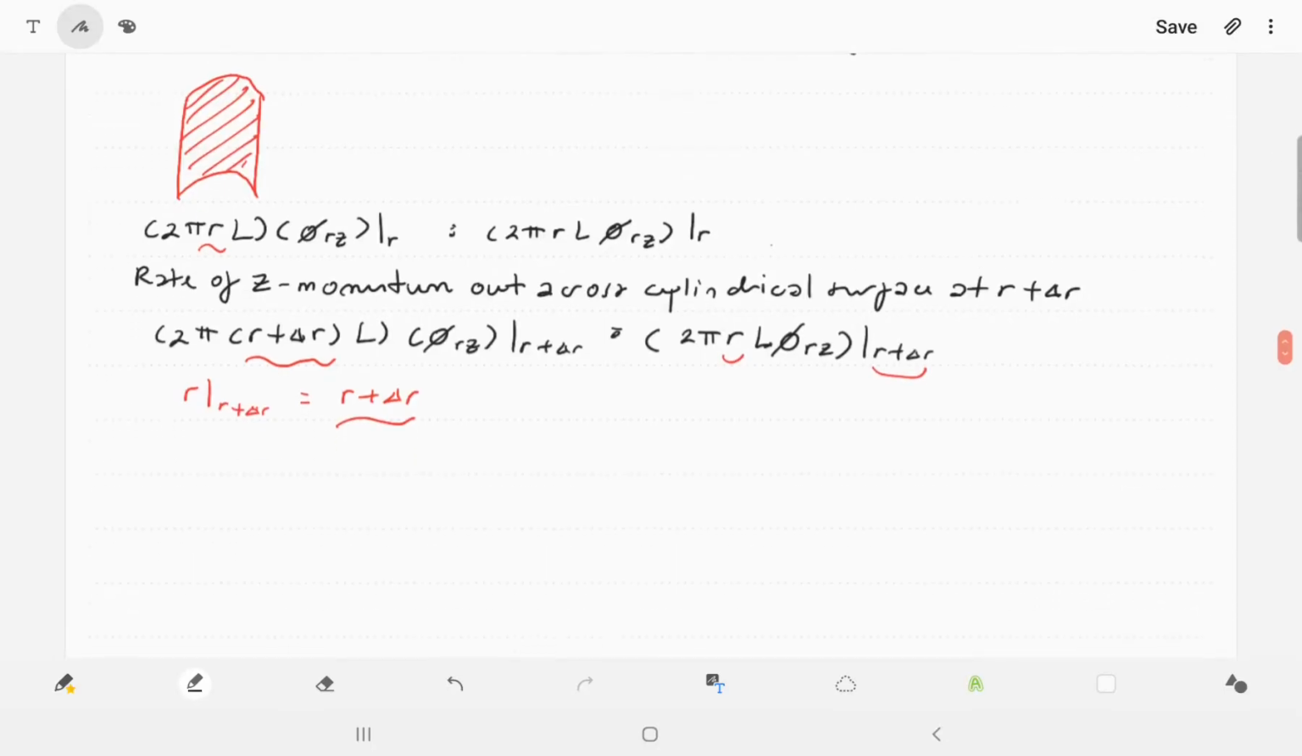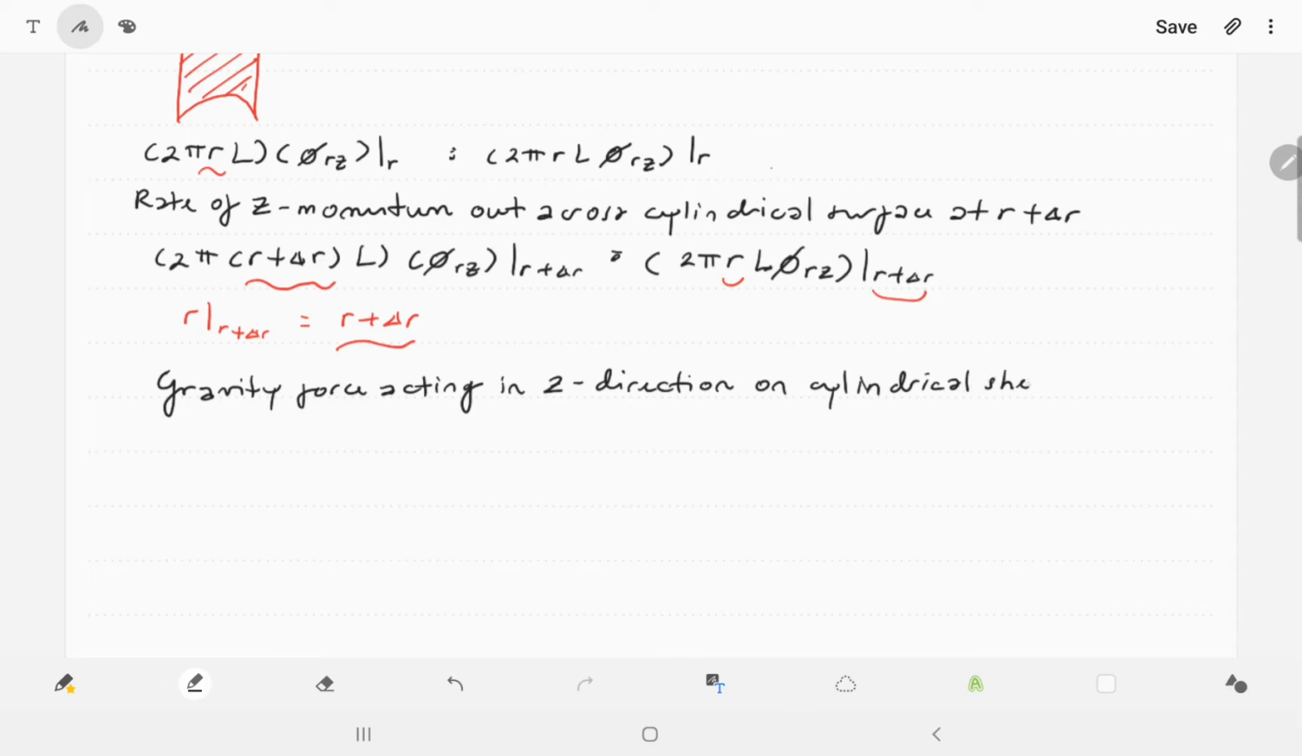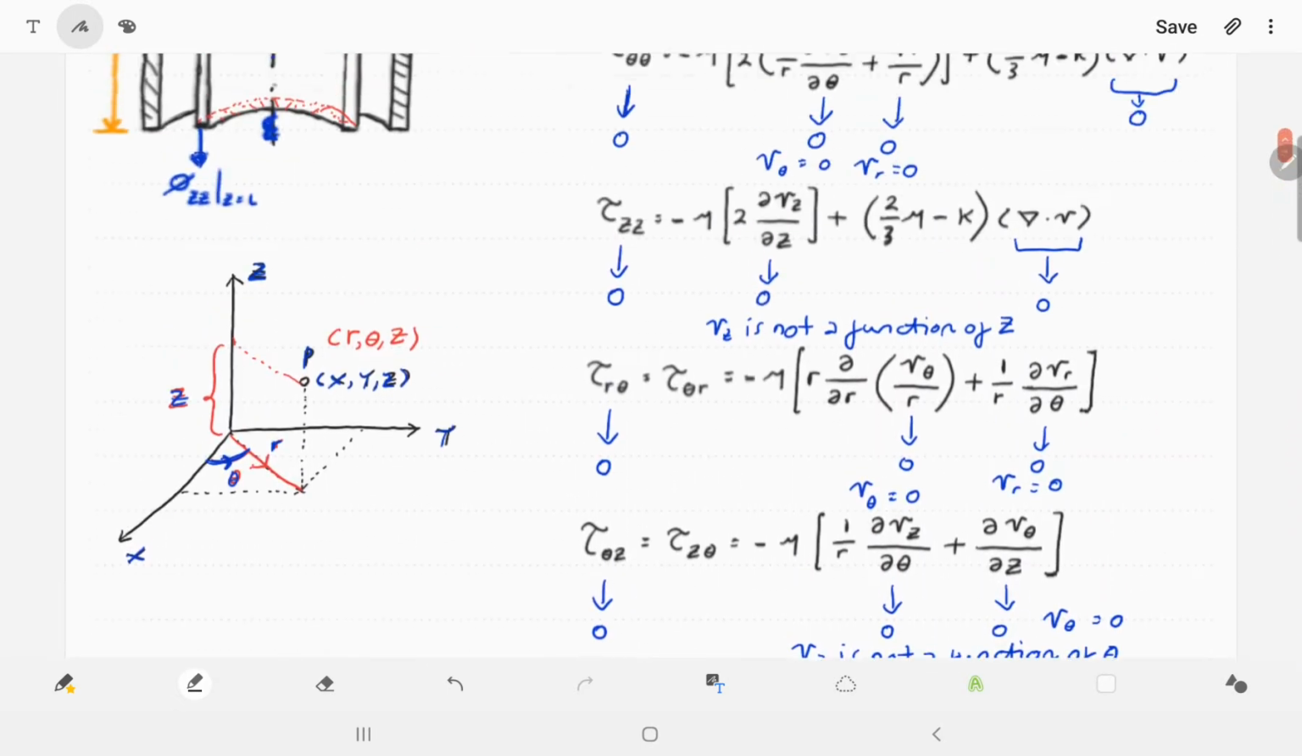Continuing again the derivations in here, let's go with this after we derive all these four shear stress components. Then the next component will be the gravity force acting in z direction on a cylindrical shell. Okay, so we go and look into our system in here.